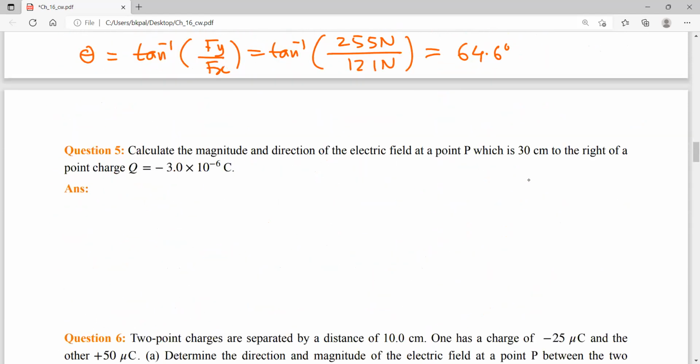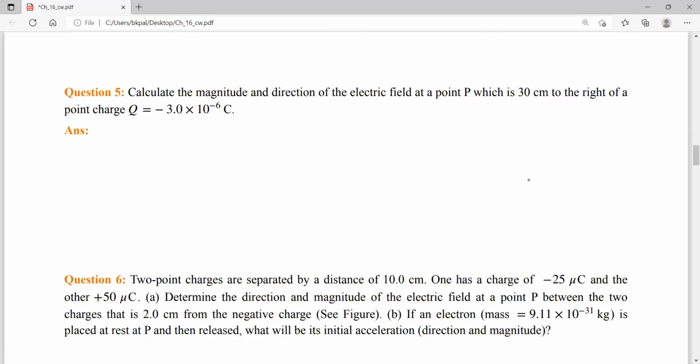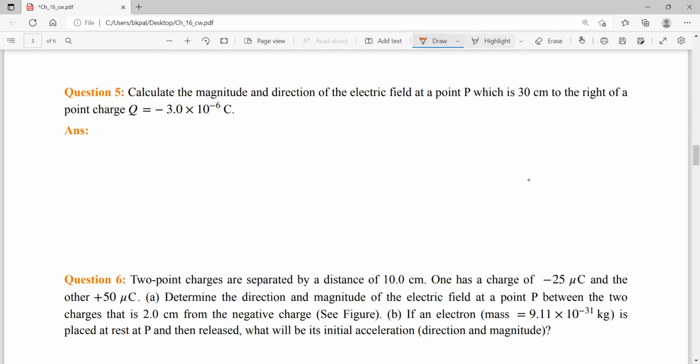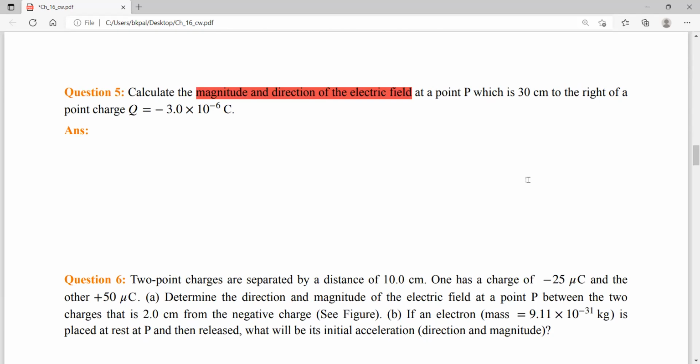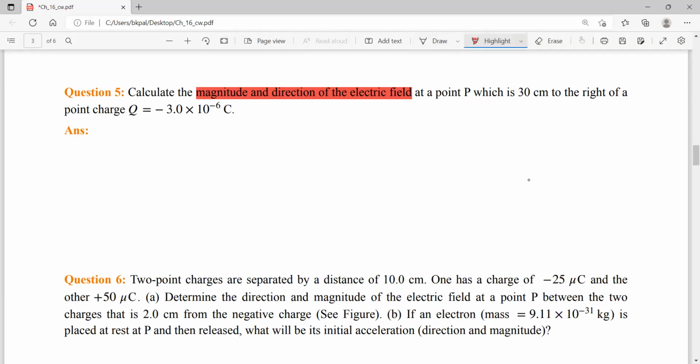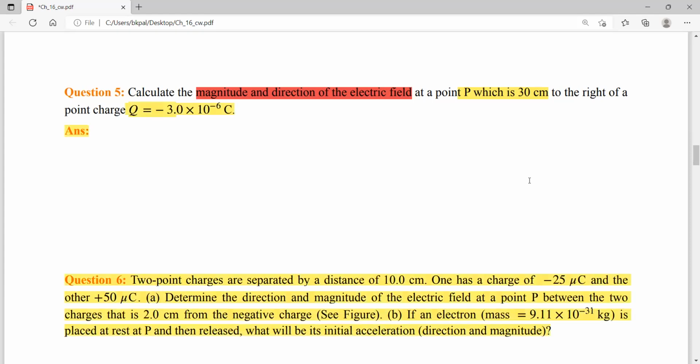All right, next is number 5. Calculate the magnitude and direction of the electric field at a point P. So we have to calculate the magnitude and the direction of the electric field. This time it is the electric field at point P, which is 30 centimeter to the right of a point charge.